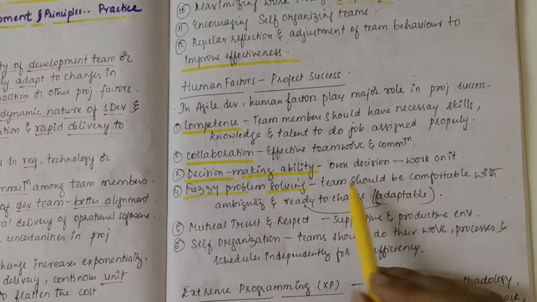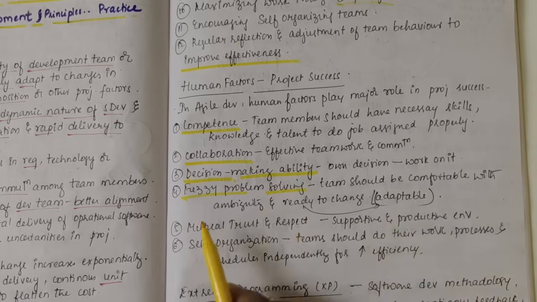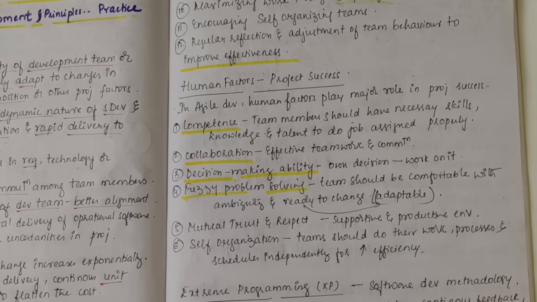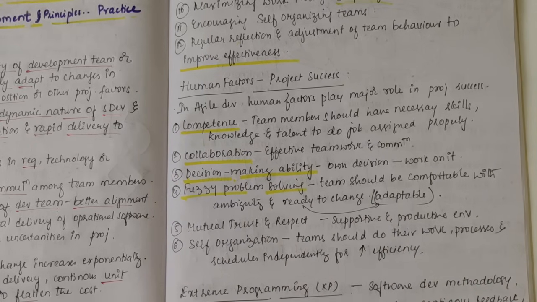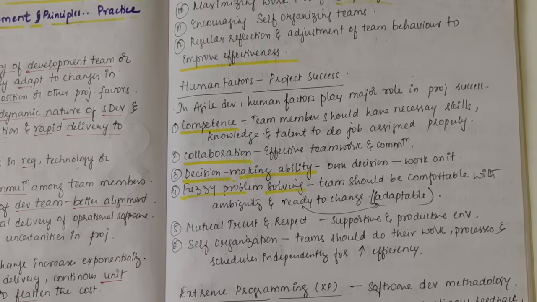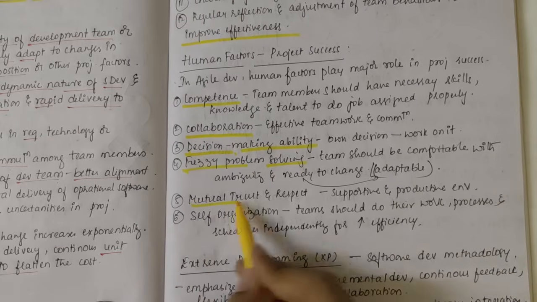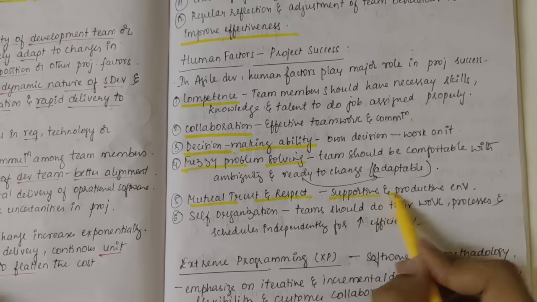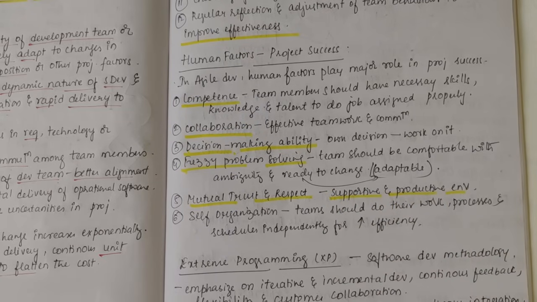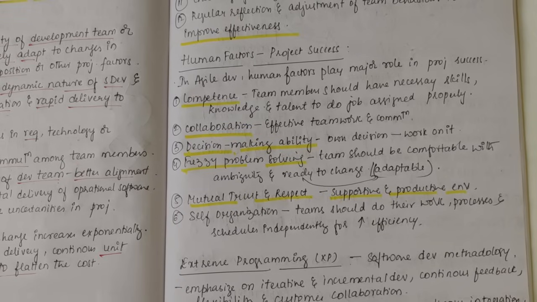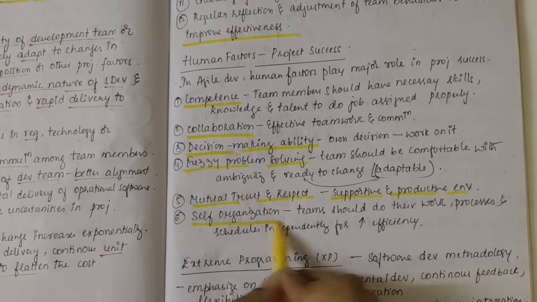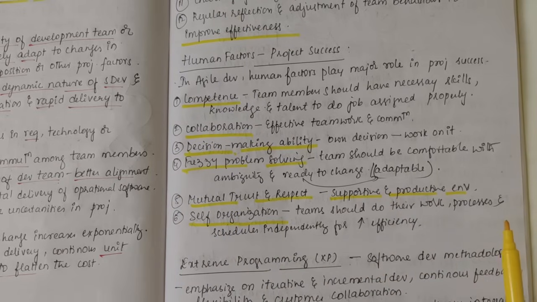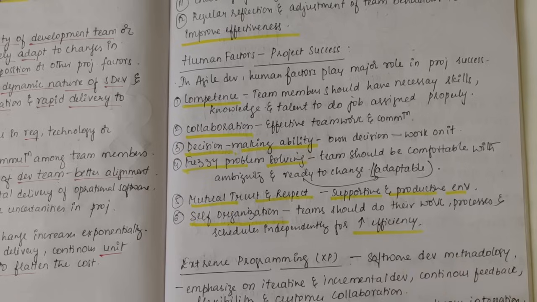Fuzzy problem solving, that is, the team should be comfortable with ambiguity and adaptable to change. Whatever changes come, whatever problems come, you should be ready to solve or adapt to them. Then we have mutual trust. Mutual trust and respect are pretty important in order to have a supportive and productive environment. Only when all the employees in a team are happy, get proper respect and have mutual trust in their teammates can they work properly. Next, we have self-organization, which we have discussed. Teams should manage their work, processes and schedules independently to increase efficiency.